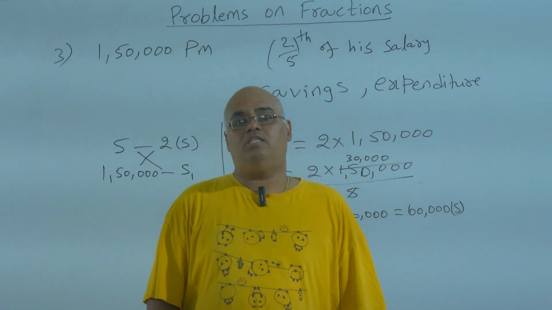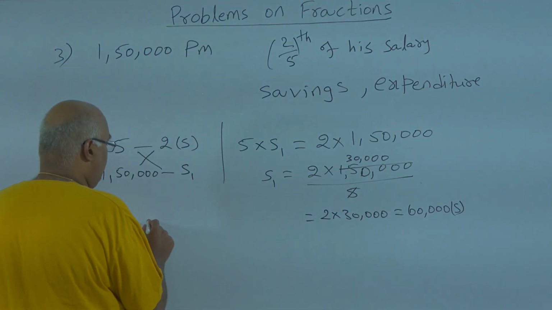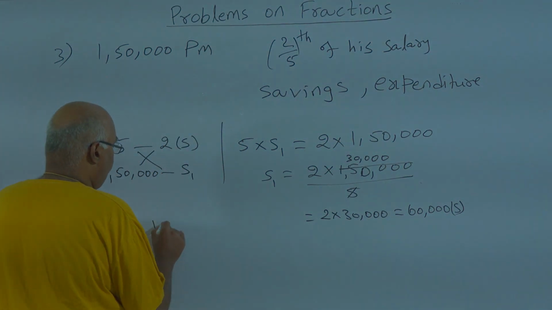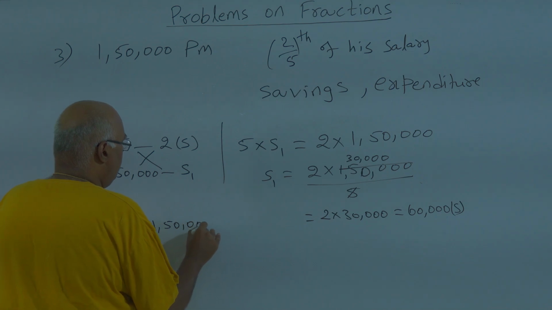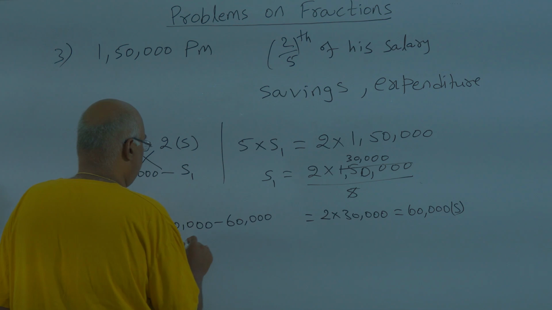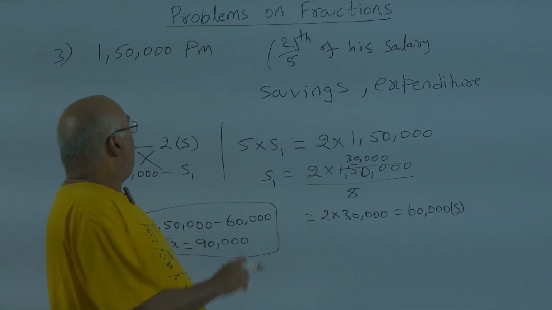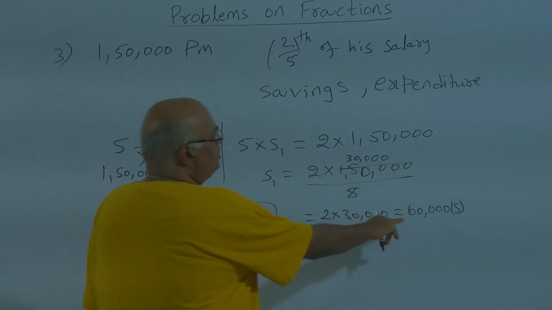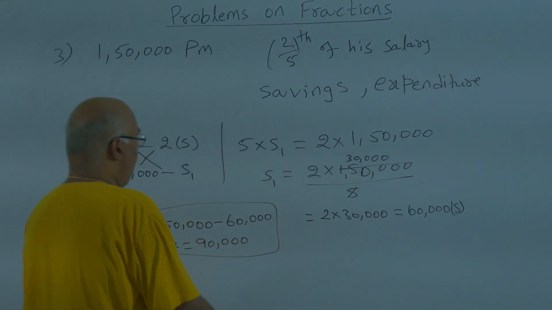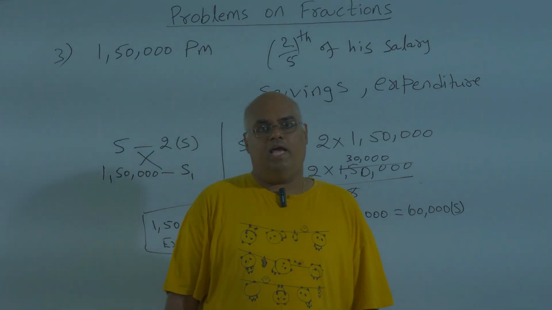So how much money is he spending? What is his expenditure? The expenditure is nothing but 1,50,000 minus 60,000. So this is equal to 90,000. Out of 1,50,000, Raju is saving 60,000 and he is spending 90,000. So it's as simple as that.